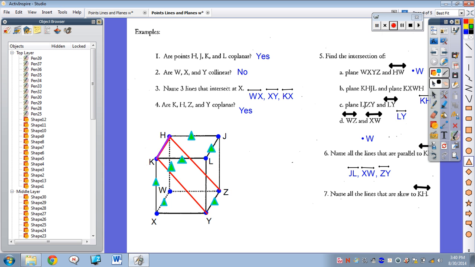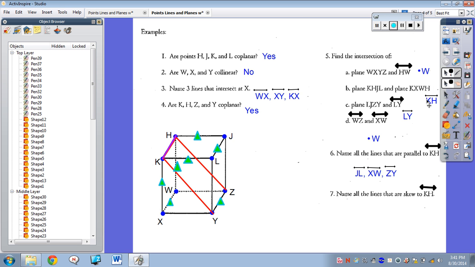So the ones that are left over: you've got JZ, this line right here. That's not parallel and it doesn't intersect. You've got LY, which again doesn't intersect that line and it's not parallel. Then you've also got these two lines down here, WZ and XY. So those are the four lines that are skew to KH.